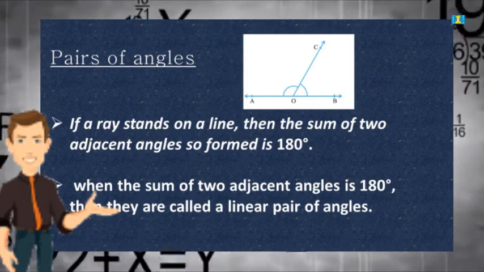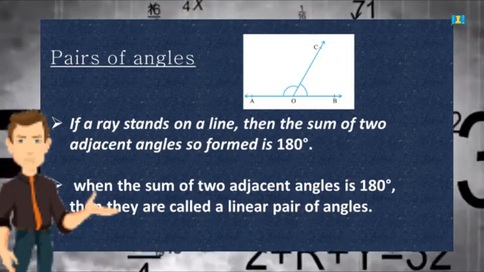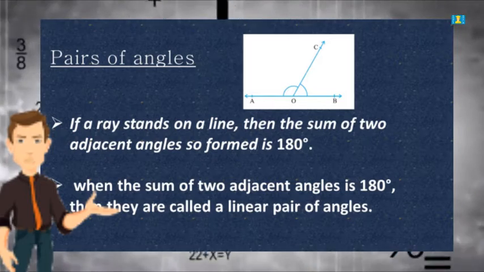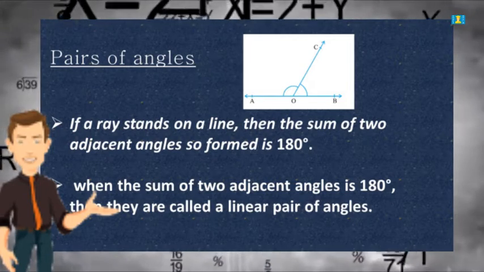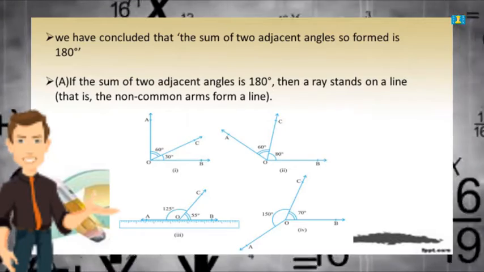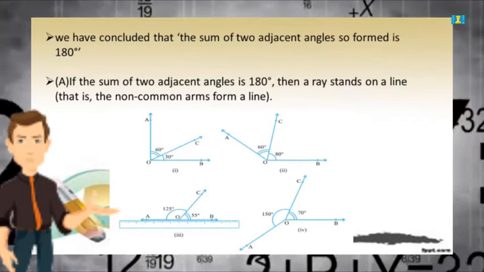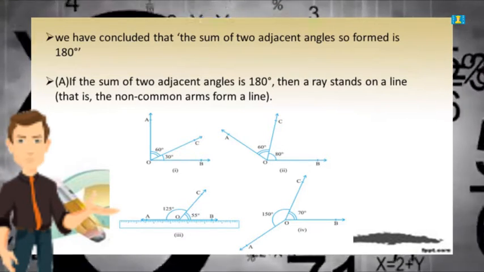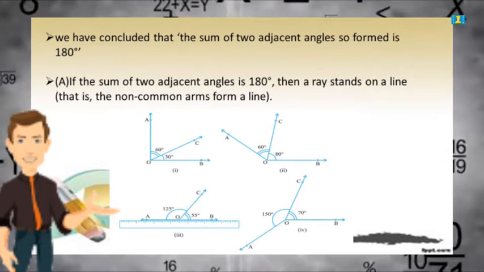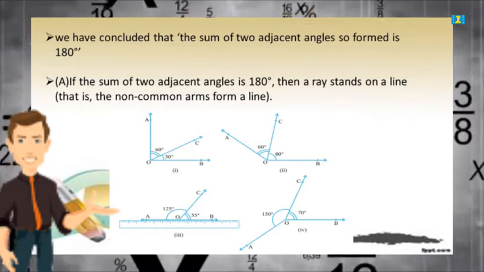Then pairs of angles. From the figure, if a ray stands on a line, then the sum of the two adjacent angles so formed is 180 degree. When the sum of two adjacent angles is 180 degree, then they are called a linear pair of angles. We have concluded that the sum of two adjacent angles so formed is 180 degree. Statement A. If the sum of two adjacent angles is 180 degree, then a ray stands on a line, that is, the non-common arms form a line.